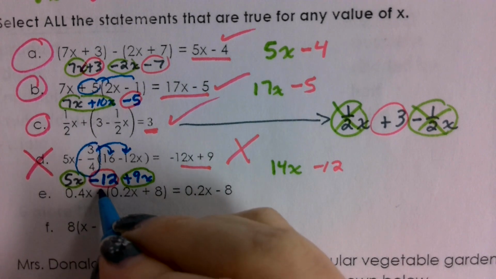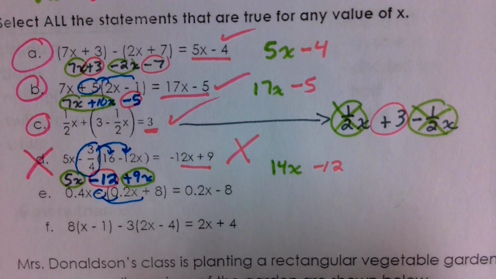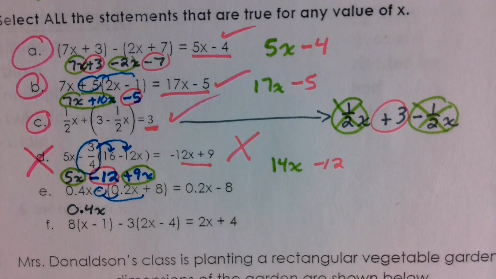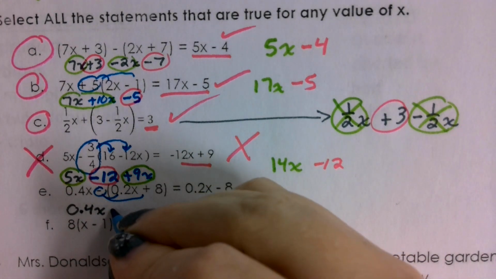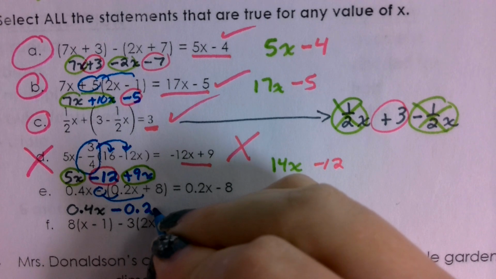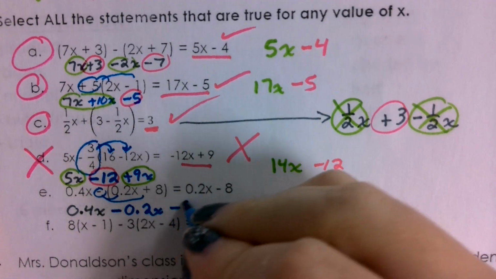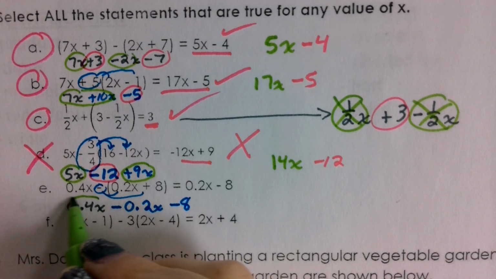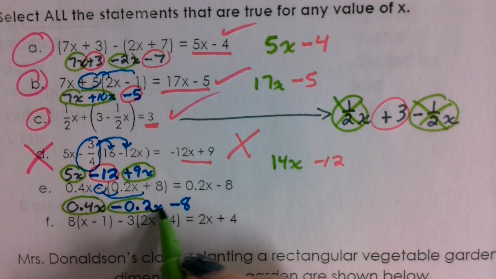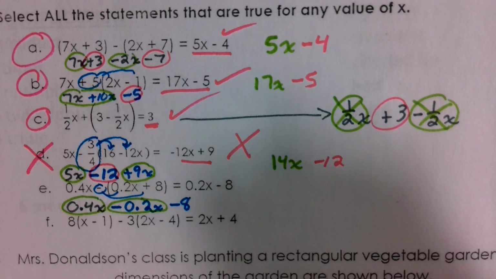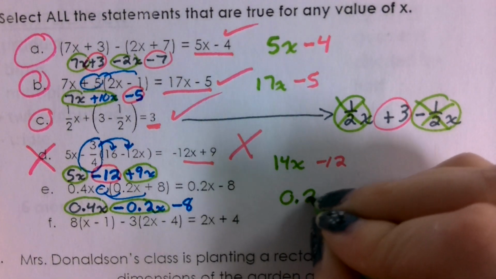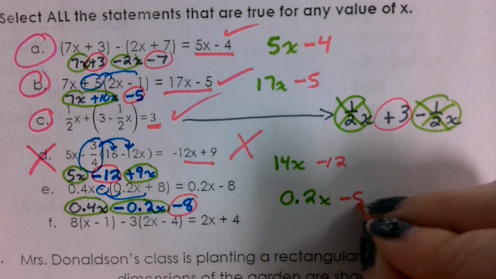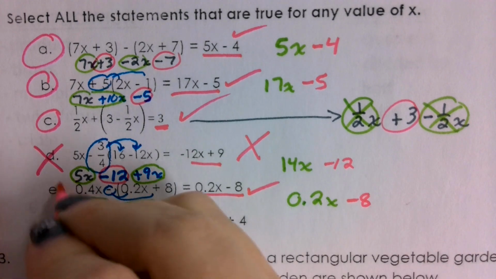All right, again, we've got this negative that needs to be dispersed to each of these components. That 0.4x remains unchanged. 0.2x becomes a negative 0.2x. Positive 8 becomes a negative 8. Now we can combine our like terms. We've got 0.4x and a negative 0.2x. That comes out to a positive 0.2x. That minus 8 has nothing to combine with, so it just stays minus 8. That worked.